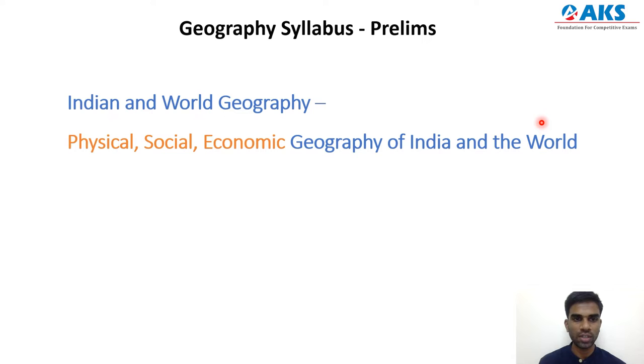Under physical geography, we'll be discussing different physical features, landforms, climate and natural vegetation of both India and the world. Under social and economic geography, which is dealt with together as human geography, we'll be discussing different resources spread across India and the world, transportation and other aspects.